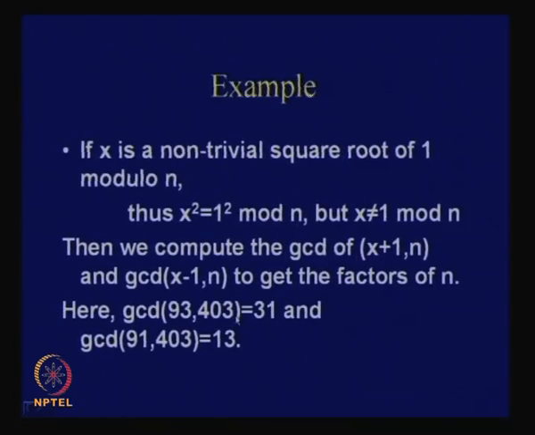Now, the idea is this: if x is a non-trivial square root of 1 modulo n, then x squared is equal to 1 squared mod n, but x is not equal to plus or minus 1 mod n. Then we compute the GCD of x plus 1 and n and the GCD of x minus 1 and n to get the factors of n. In this example, if I take 93 and 403 and compute the greatest common divisor, I get one factor, 31. Similarly, if I take 91 and 403, the greatest common divisor is 13.